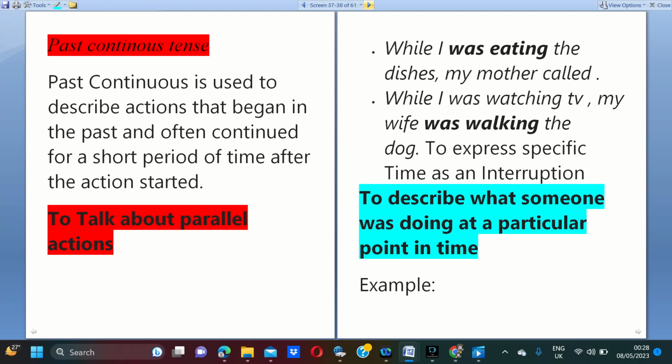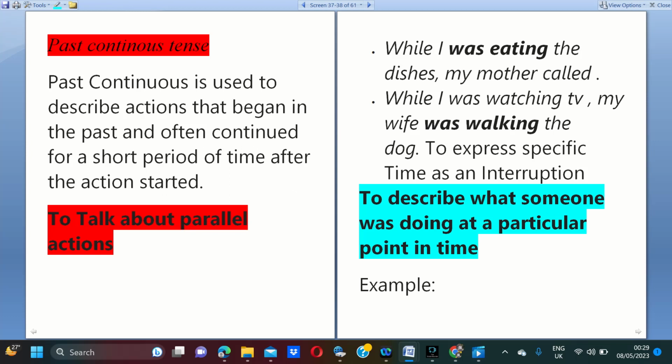Dynamic means verbs which are used for dynamism. Dynamism means, suppose, run, walk. Next, past continuous tense. Past continuous tense is used to describe actions that began in the past and often continued for a short period of time after the action started. After the action started, they would be in continuation.